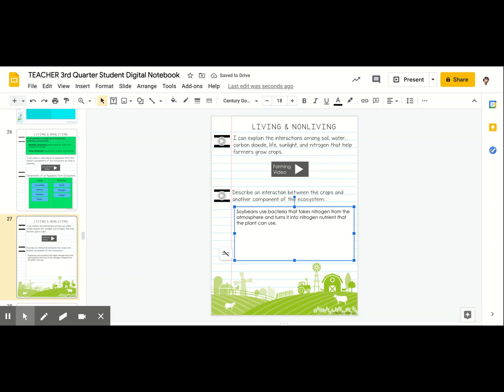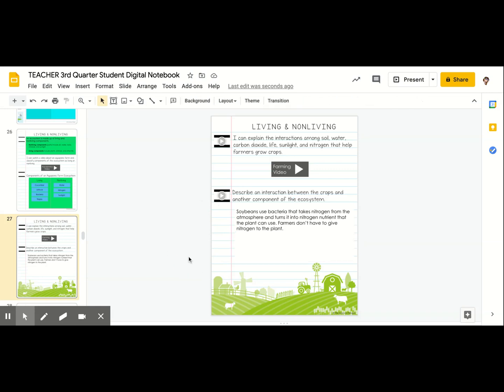This makes it to where the farmers don't have to give nitrogen to the plant because the bacteria is already doing it for them. So for the soybeans, bacteria is very important to their development and growth. That's just one example. Y'all can come up with multiple examples if you want.